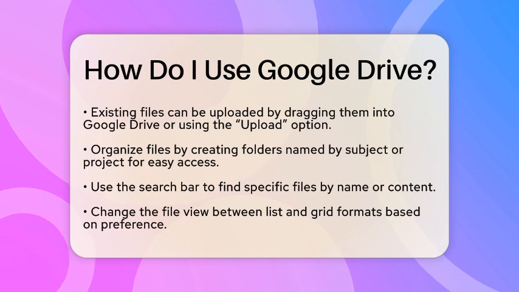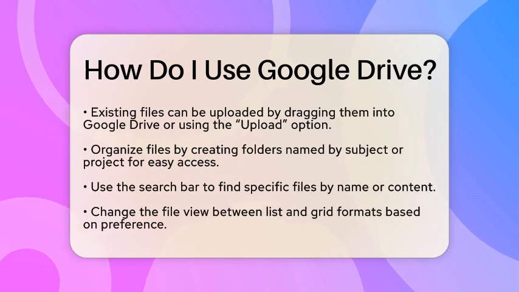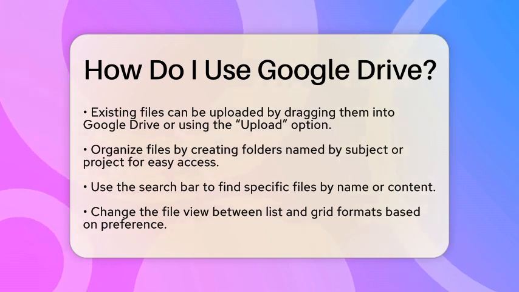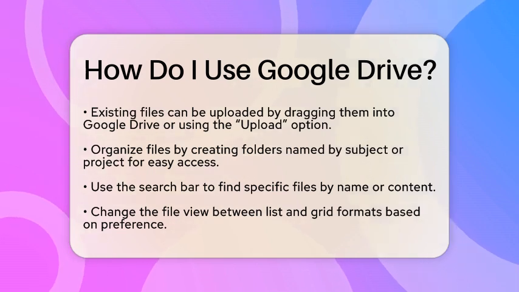When you need to find a specific file, use the search bar at the top of Google Drive. You can search by the file name or even by the content inside the file. You also have the option to change the view of your files between a list and grid format, depending on what you prefer.